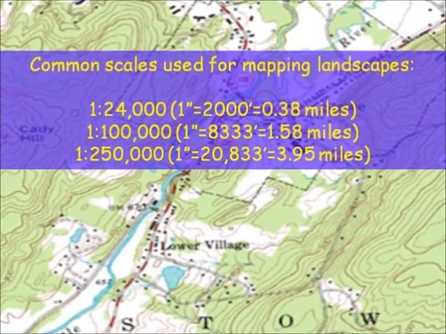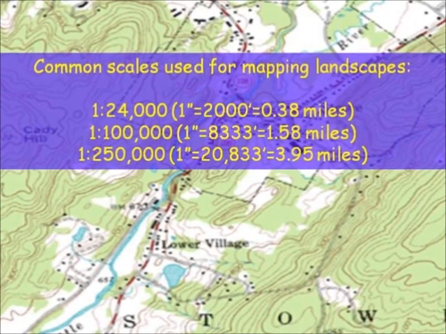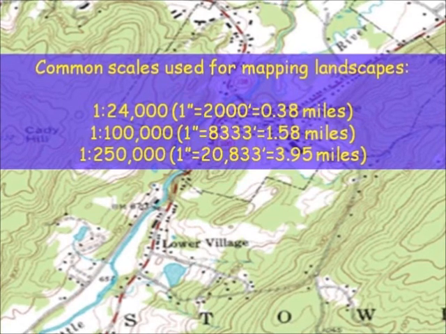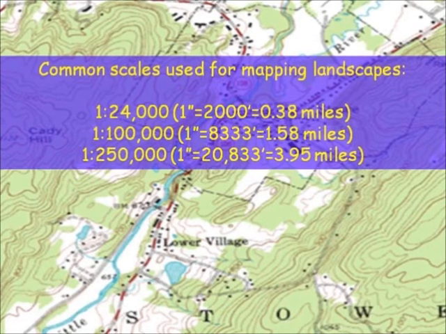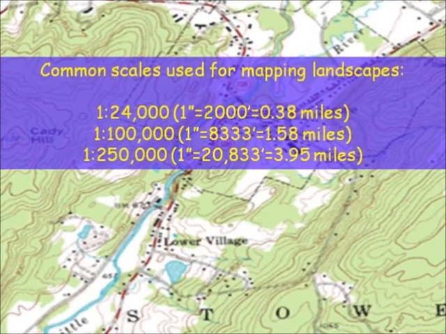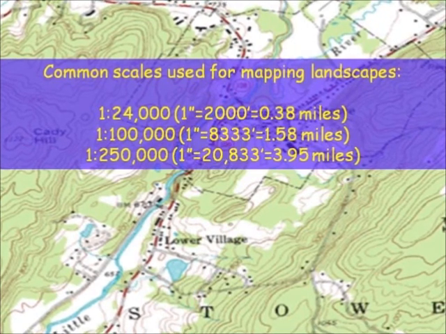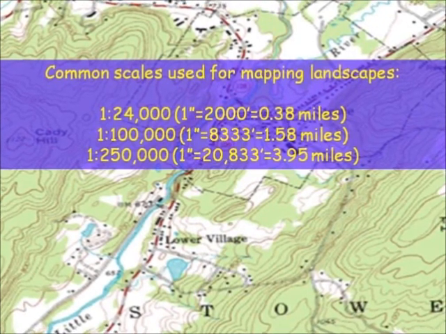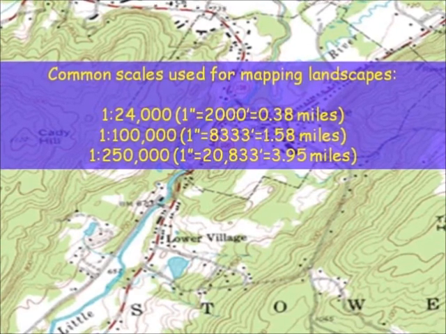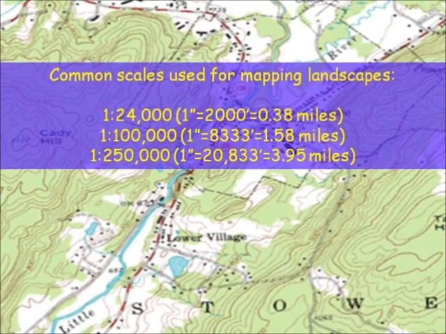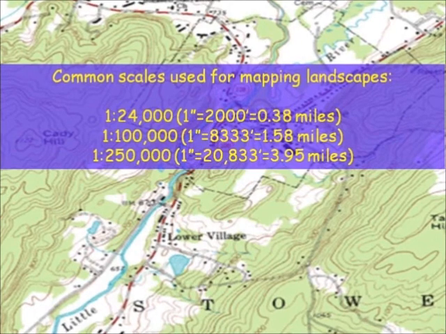This is what the terminology 1 to 24,000 means. It means that for any unit of distance on the map, for example an inch, represents 24,000 inches in real life. The 1 to 24,000 scale map is very common. This is also called a 7.5 minute map. The 7.5 minutes refer to portions of degrees.